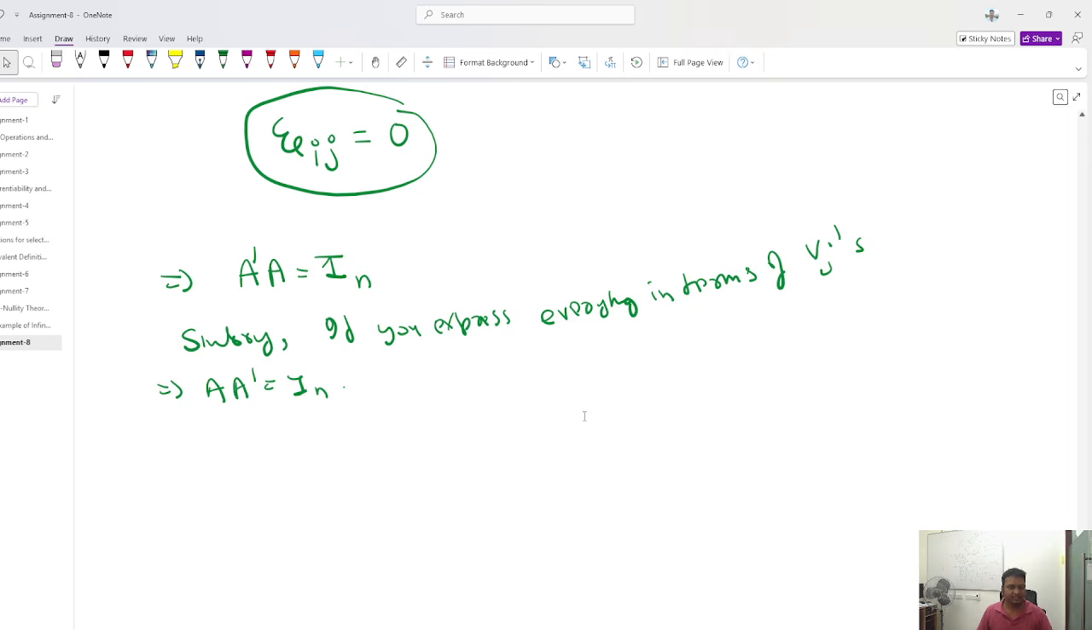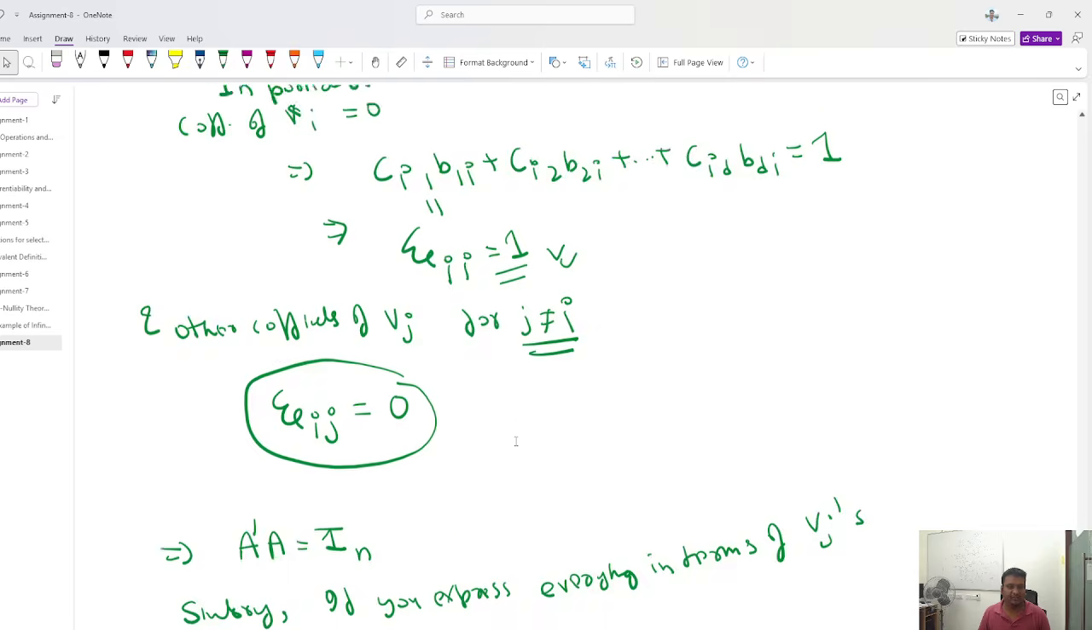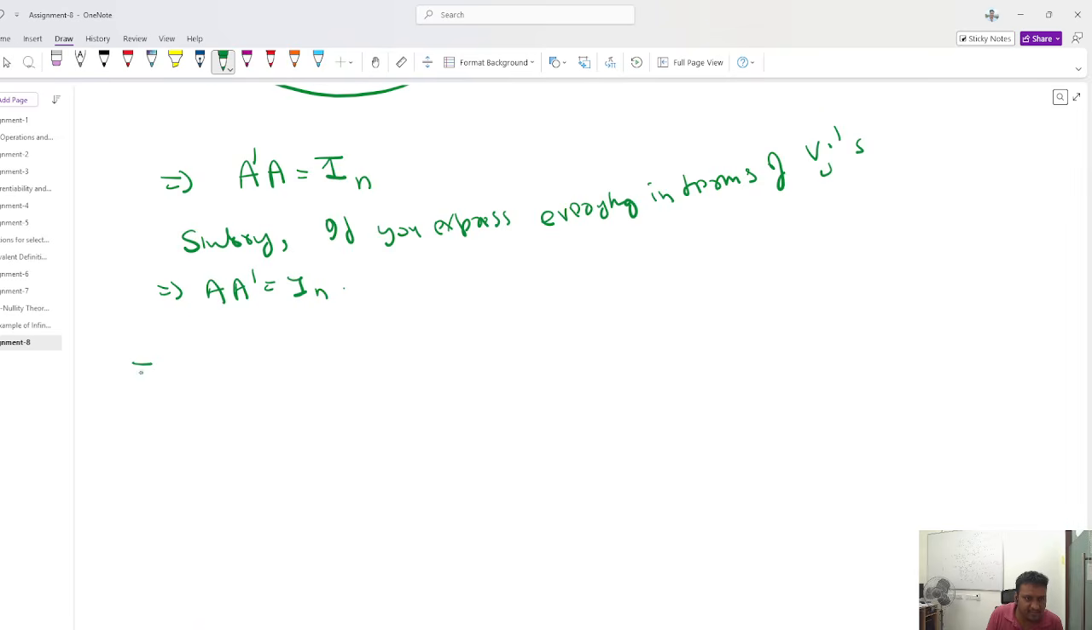So similarly, it amounts to expressing one in terms of another. So what this implies? A prime is actually A inverse. That is your B part, and A is invertible in particular. That's what you have to do in this problem.